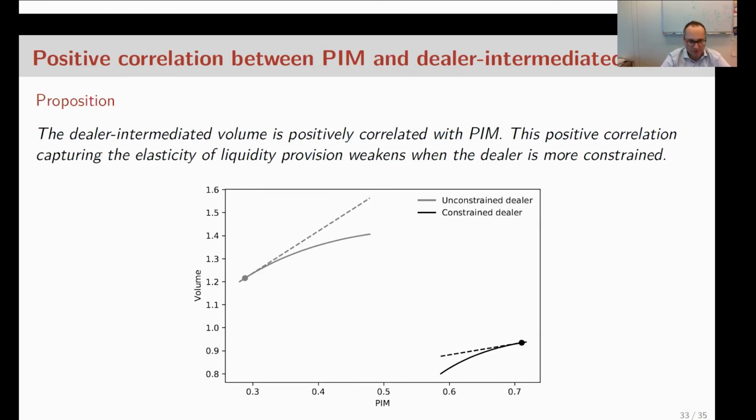So in essence, what it means is that when PIM rises, the intermediated volume rises at a slower pace in states when the dealer is more constrained. And this is what we mean by the elasticity of liquidity provision weakening when the dealer is more constrained. Very similar to what we find empirically in the data.